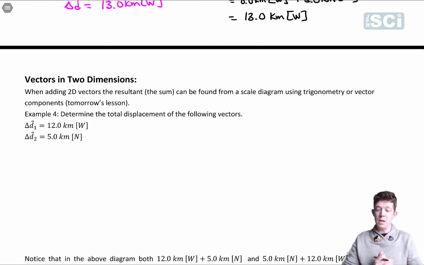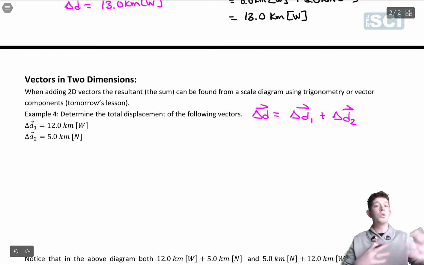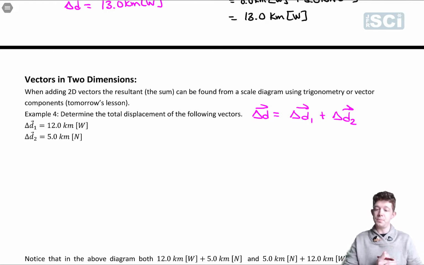Okay, so if I look at the situation that I have now, I have a vector acting in the west direction, which is delta D1, and I have a vector that's acting in the north direction, which is delta D2. Okay, so let's go ahead and find out what the total displacement is. So the total displacement will be delta D, which will be delta D1 plus delta D2, because I'm having 2 changes in displacement. Okay, so let's draw what we actually have here.